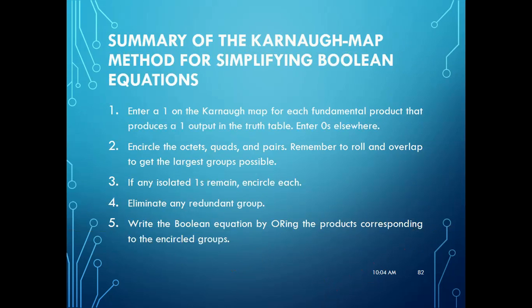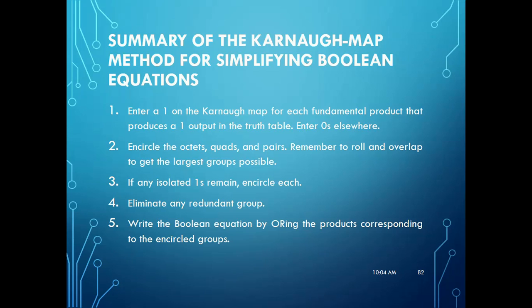So let us see the summary of the K-map method for simplifying Boolean equations. The first step is to enter a 1 on the K-map for each fundamental product that produces a 1 output in the truth table. Enter zeros elsewhere. So, you will be provided with the truth table. Seeing that truth table, you have to map those values to the K-map. First you enter all the ones to the K-map. Then the rest of the values which are left out are considered zeros, so you enter the zeros there.